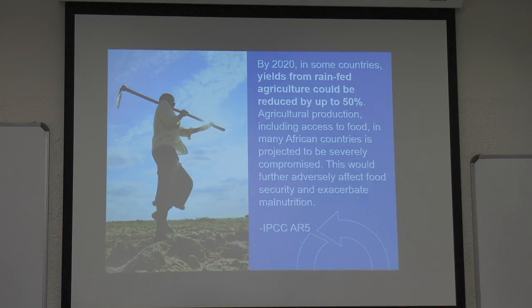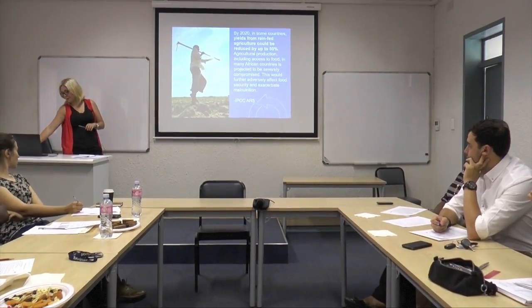By 2020, in some countries, yields from rain-fed agriculture could be reduced by up to 50%. Agricultural production, including access to food in many African countries, is projected to be severely compromised, and this would further adversely affect food security and exacerbate malnutrition. So on the one side, in developed countries, we have seen possible consequences when it comes to infrastructure, etc. But most importantly, in many regions of the planet, we're going to see problems like malnutrition, food security, etc.